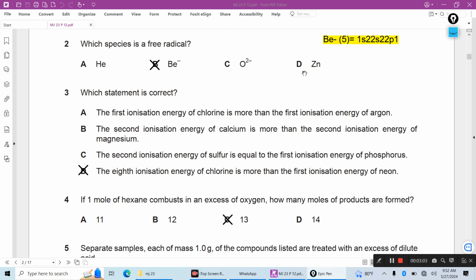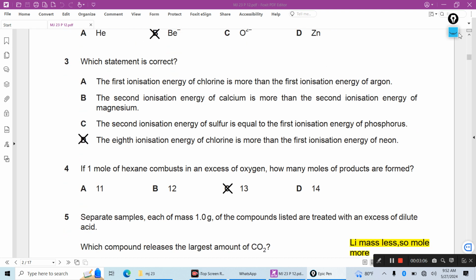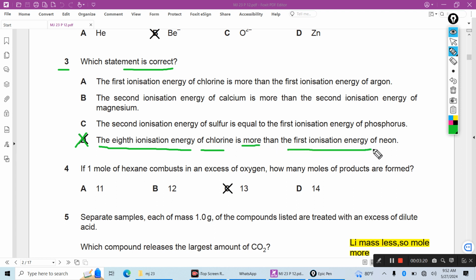Now number 3: which statement is correct? D is the right answer. The 8th ionization energy of chlorine is more than the first ionization energy of neon. And this is true because chlorine is a group 7 element, so it loses 7 electrons. When it loses the 8th electron, the noble gas configuration has to break. So you see chlorine 2, 8, 7.